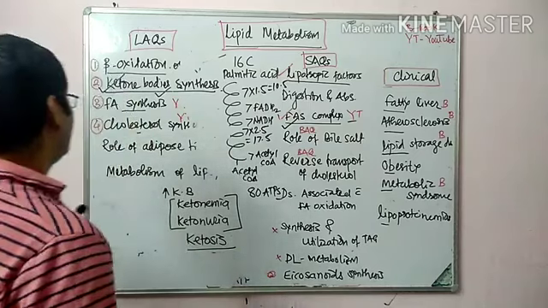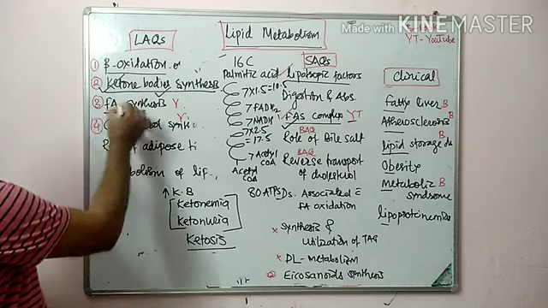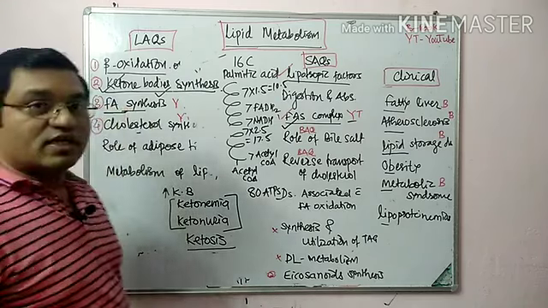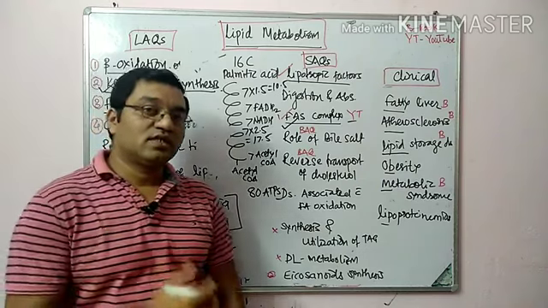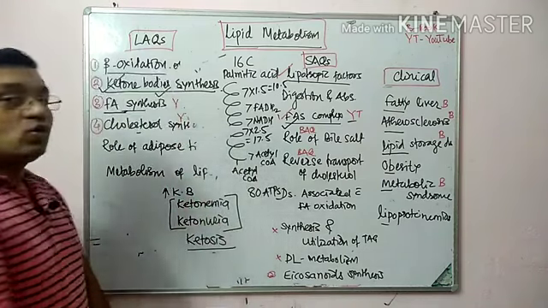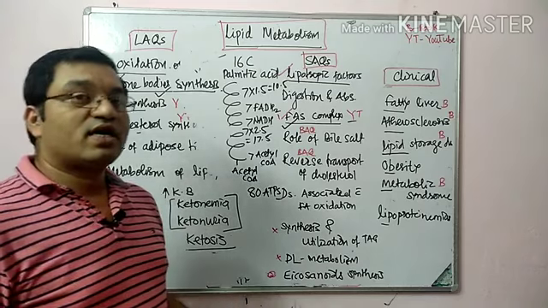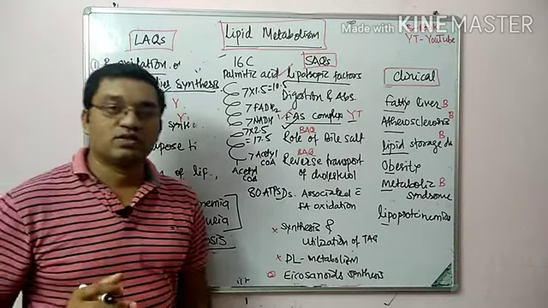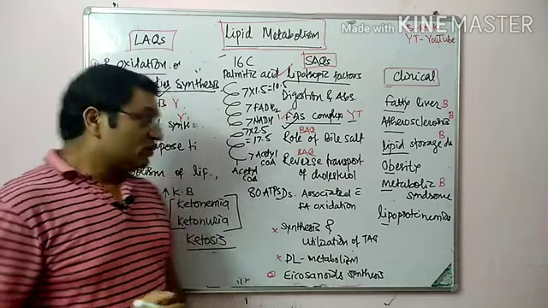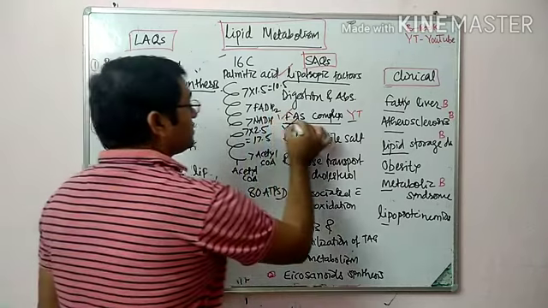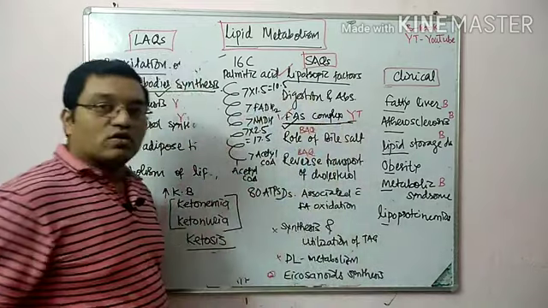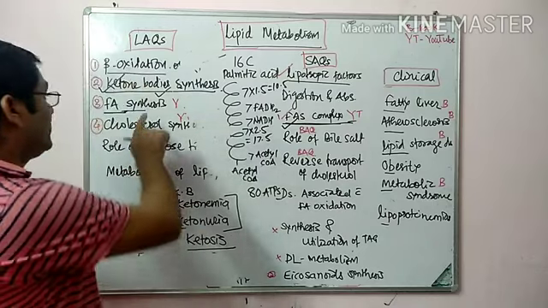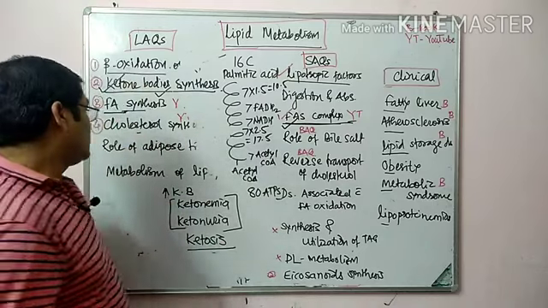Then the third important question in this chapter is fatty acid synthesis. The first step in fatty acid synthesis, that is the regulated step, is catalyzed by acetyl CoA carboxylase, in which acetyl coenzyme A is converted into malonyl coenzyme A. Then through a fatty acid synthase complex, generation of fatty acid occurs. For detailed information, please see the YouTube video on de novo synthesis of fatty acid.